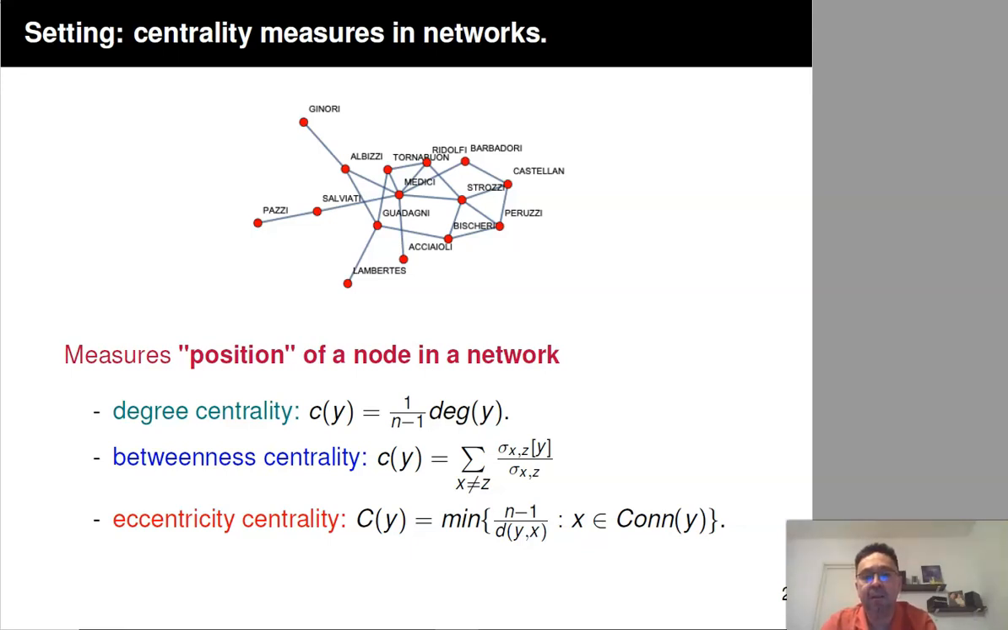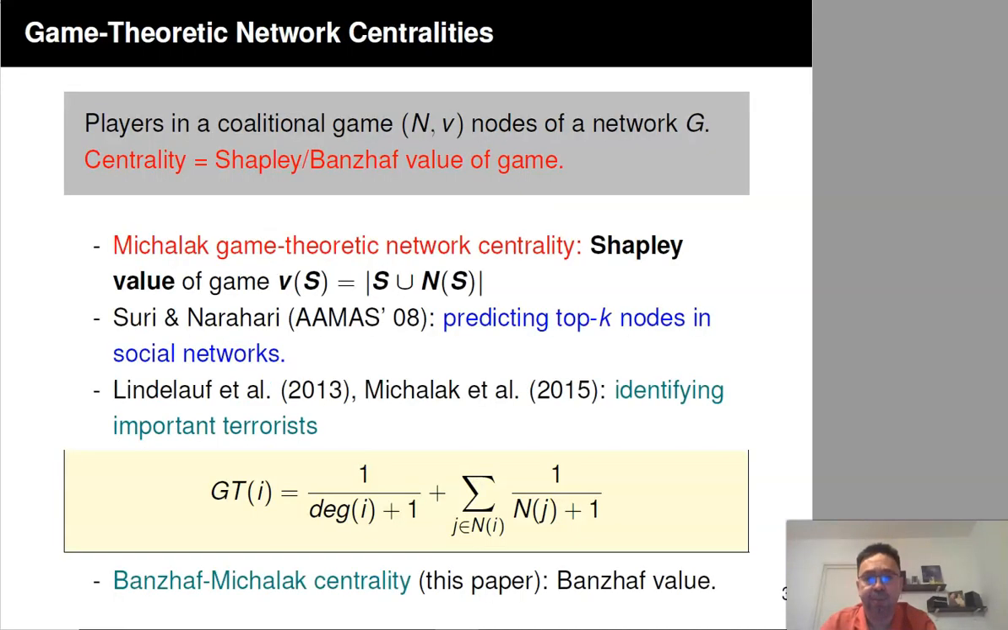Eccentricity centrality looks basically at the farthest node in the connected components of x, the farthest from x, and it's suitably normalized and inverted. Other kinds of measures that we're interested in have a game theoretic flavor. That is, we have a coalitional game on a network where nodes are the players, and the centrality measure of a node arises as a Shapley or Banzhaf value of the game.